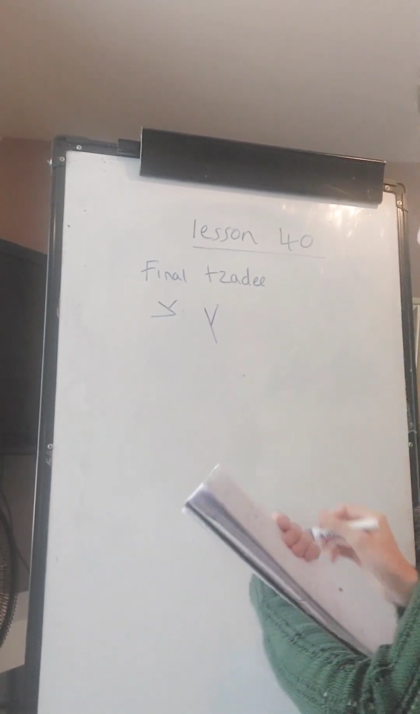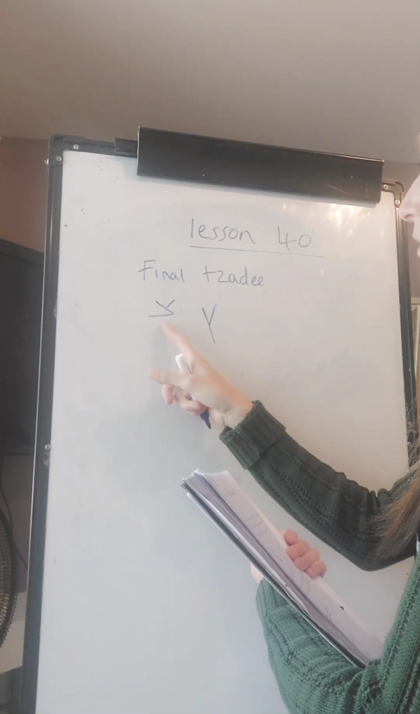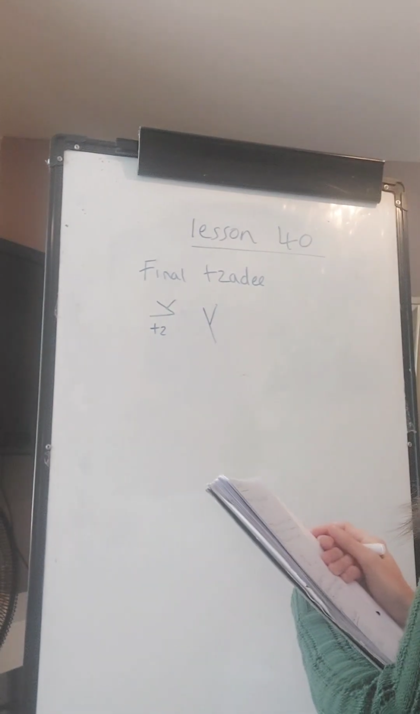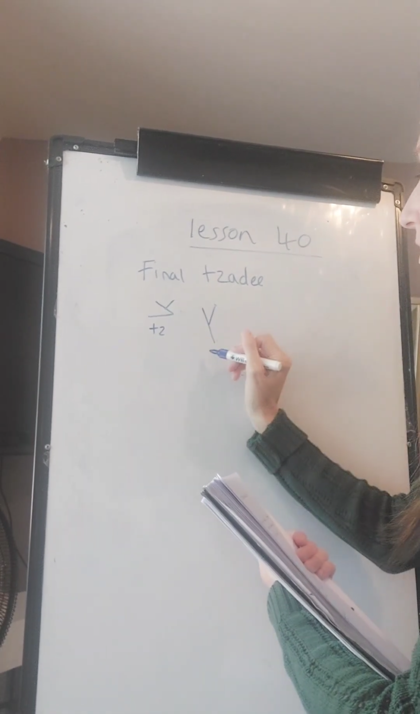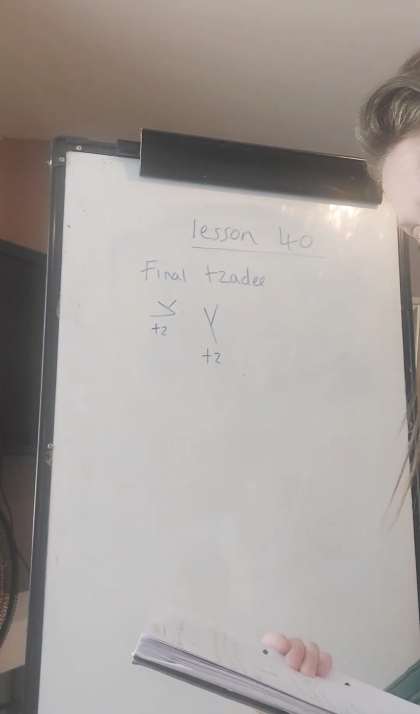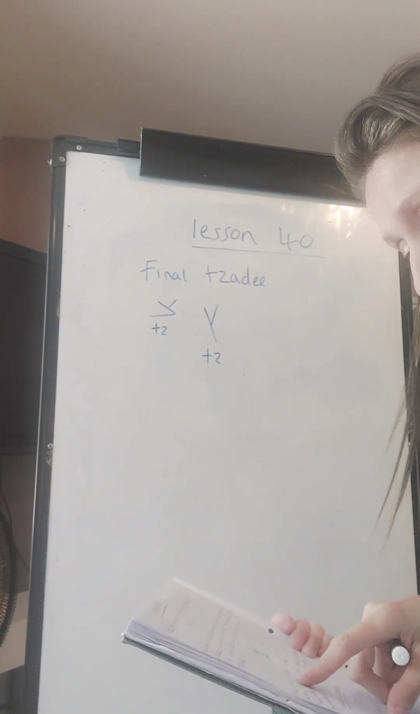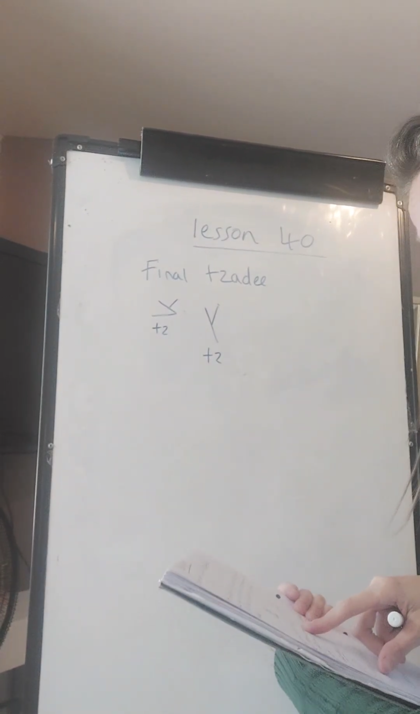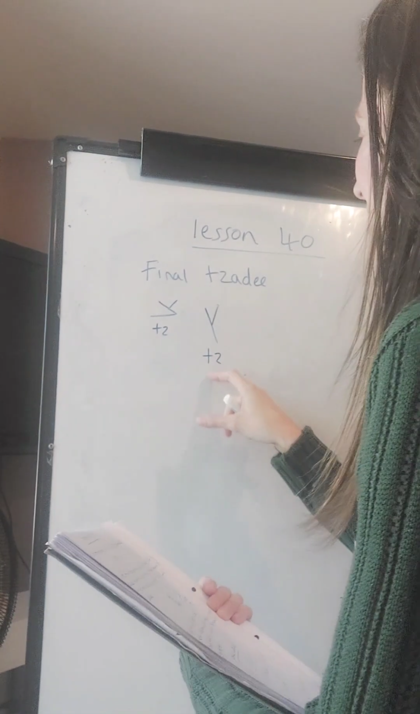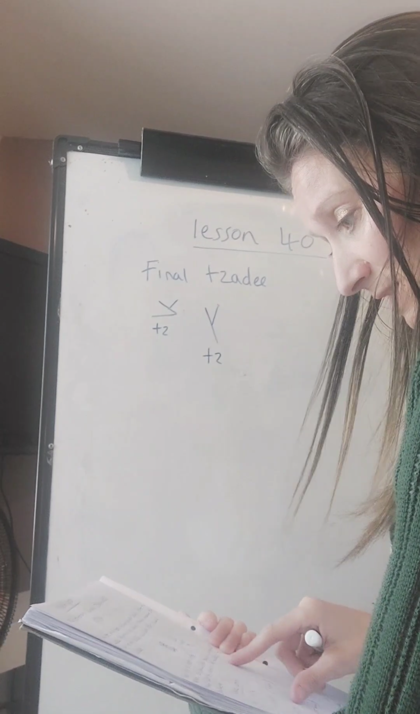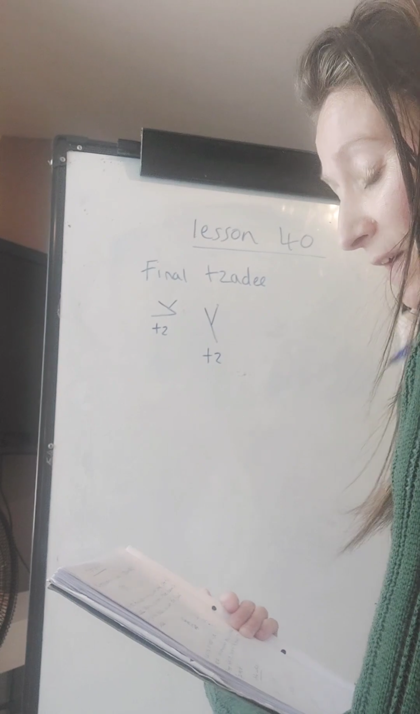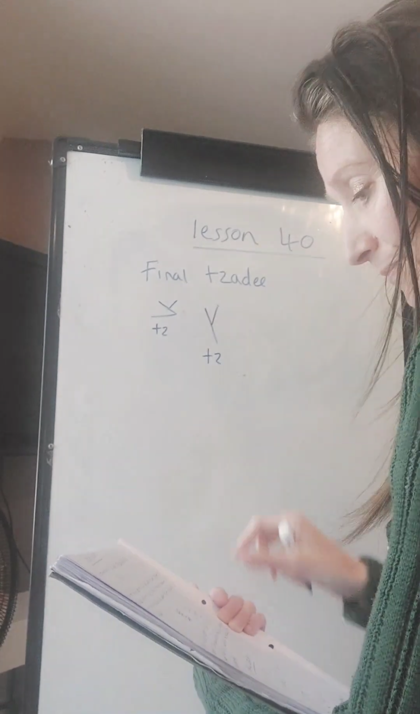Final tsadi. If tsadi is in the middle of the word or the start, it'll be written like this. Sound as tus. If it's at the end of a word, it still sounds the same, but this is the form it will take. Tsadi is the 18th letter in the alphabet. Pronunciation sounds the same as the normal tsadi. And as with the final noon and the final khaf, the final tsadi also has a long stem.